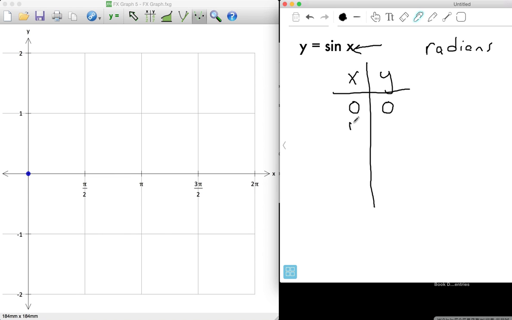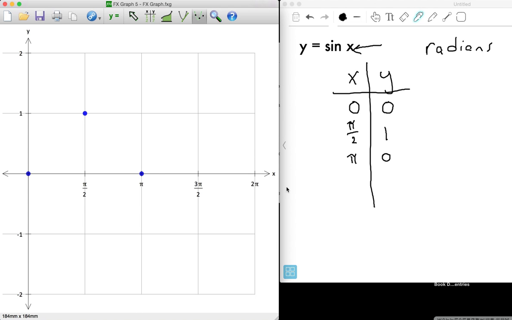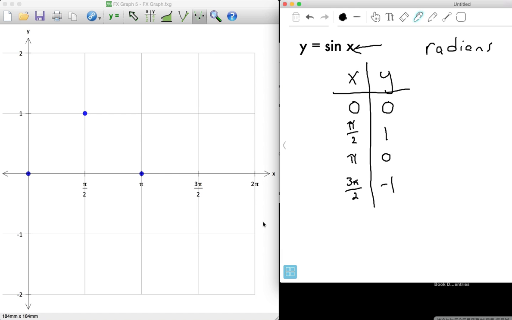And then I'm going to go to pi by 2, same as 90 degrees. At pi by 2 radians, my y-coordinate, my sine value, is 1, which gives me the point pi by 2 and 1. At pi, halfway around the circle, sine of pi is 0. My y-coordinate at pi is 0. At 3 pi by 2, same as 270 degrees, the y-coordinate at 3 pi by 2 is negative 1.